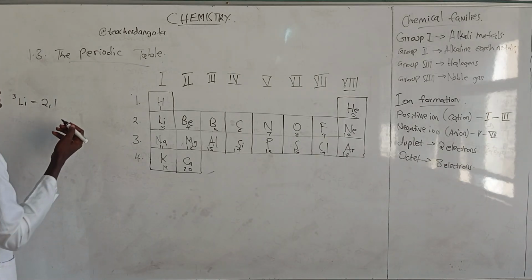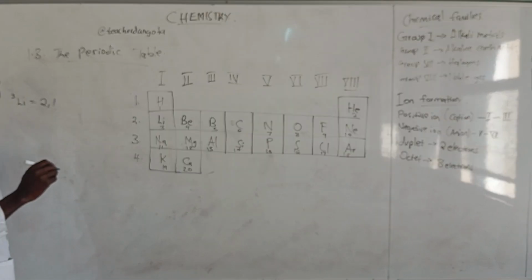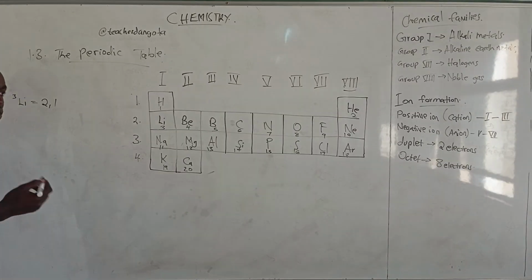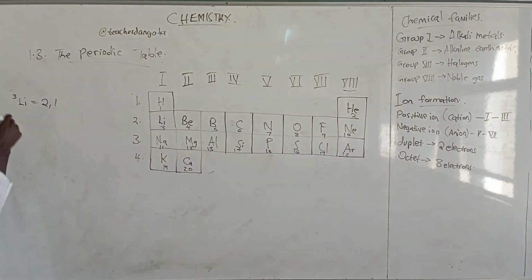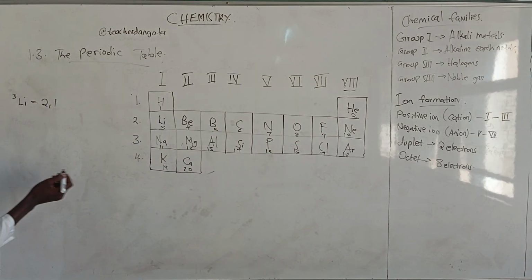Okay, so when it becomes stable, it will end up having just 1 energy level with 2 electrons. And if it ends up that way, it becomes a what? A duplet. Okay, a duplet. Now, let's work on the configuration.